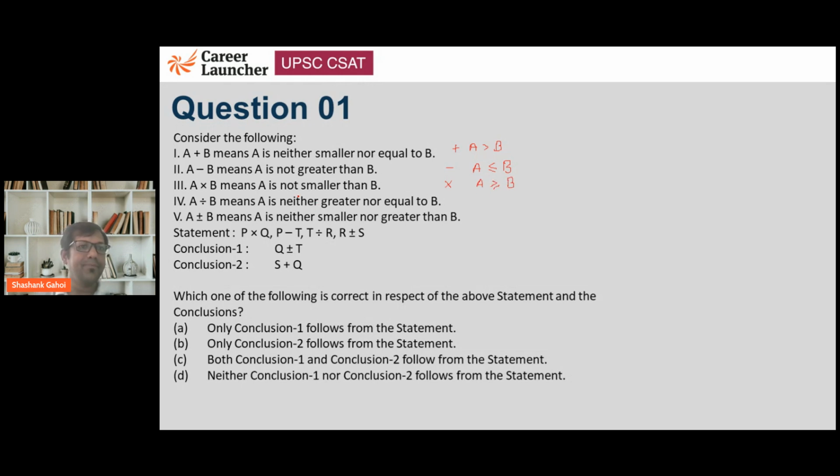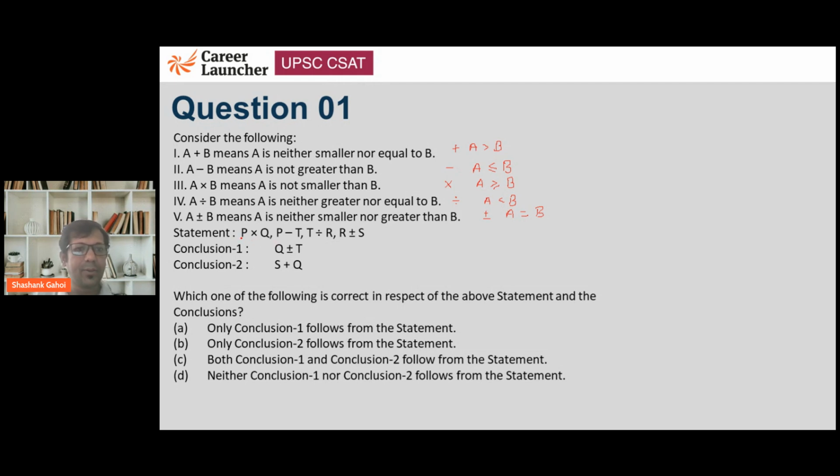Now A divided by B means A is neither greater nor equal, so it should be less than B. And A plus minus B means A is neither greater nor smaller. It means A must be equal to B. So this is what these 5 signs mean. Now let's look at the question.